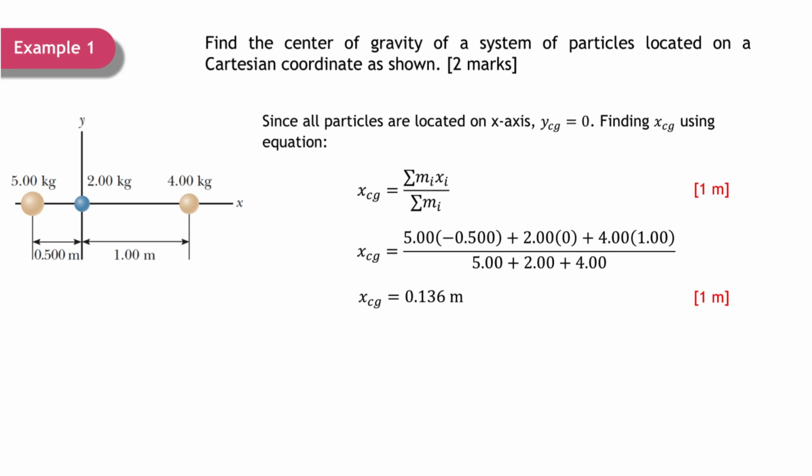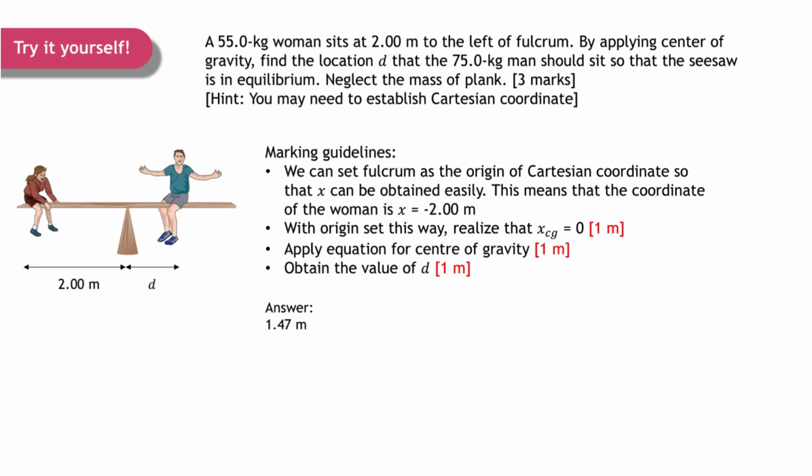In this example, all the particles lie on the x-axis, so the y-coordinate of the center of gravity is 0. We only need to calculate the x-coordinate using the center of gravity equation. After substitution, the center of gravity is 0.136 meters from the origin. Try solving this question yourself.